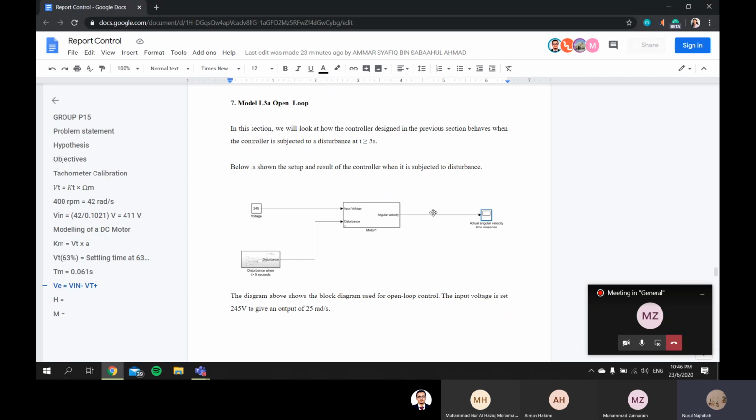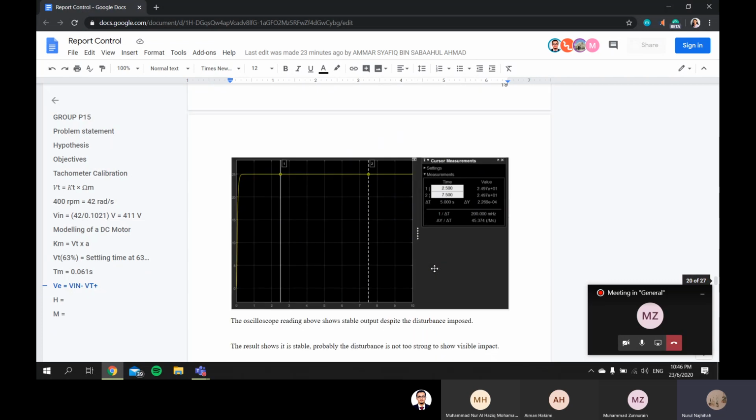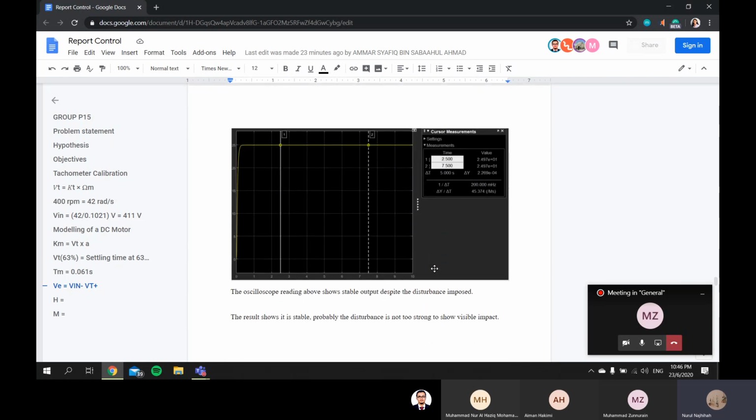As you can see, the motor is subjected to a voltage of 245 volts and also a disturbance at time more than 5 seconds. The input voltage is set to give an output of 25 radian per second. From the oscilloscope reading, there is no significant ripple that we can see from the disturbance that we imposed. It goes to show that the disturbance is not strong enough to show any visible impact on the graph.